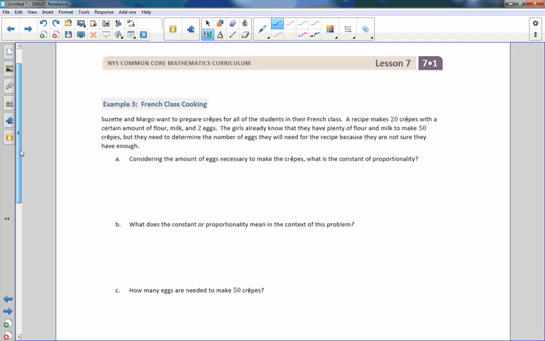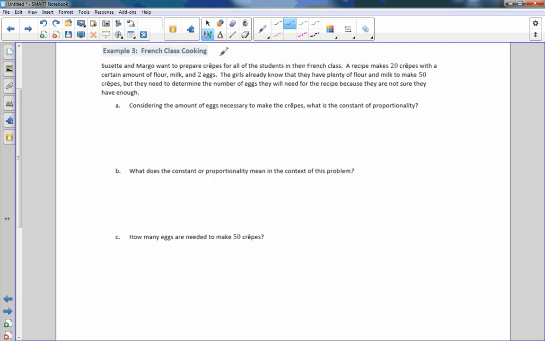Example 3, French class cooking. Suzette and Margot want to prepare crepes for all the students in their French class. A recipe makes 20 crepes with a certain amount of flour, milk, and 2 eggs. So one recipe that makes 20 crepes requires some milk, some flour, but they were specific on the egg amount, which is 2.